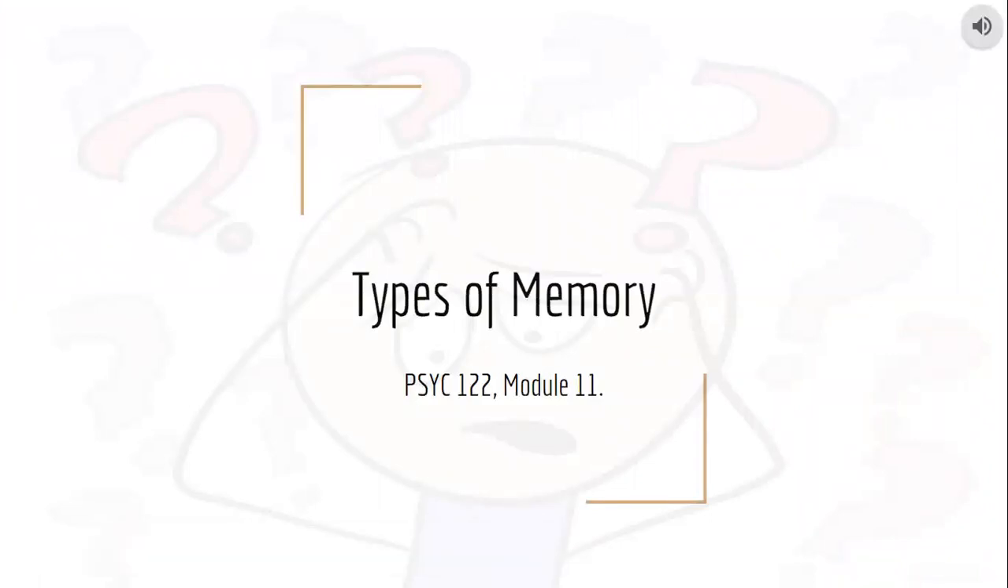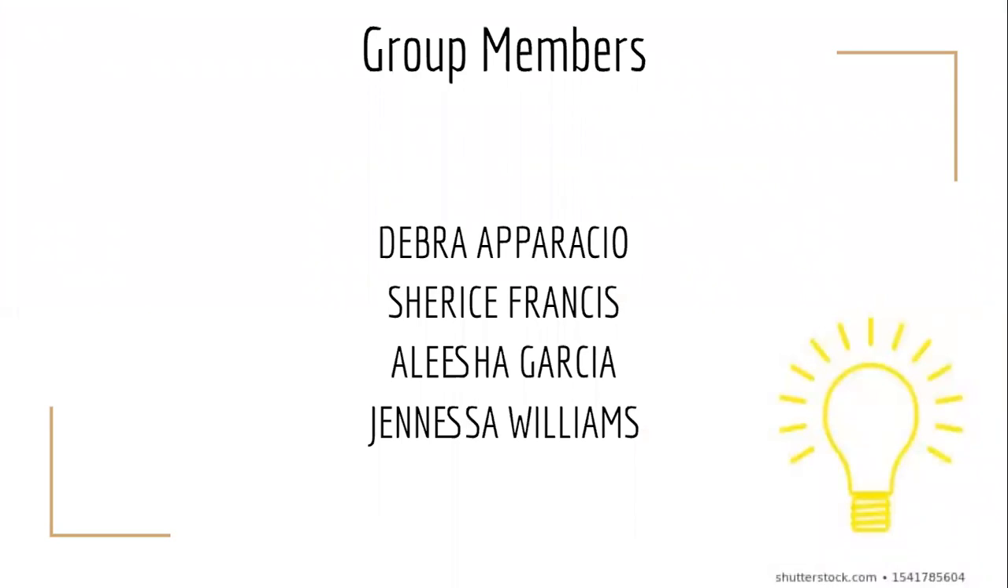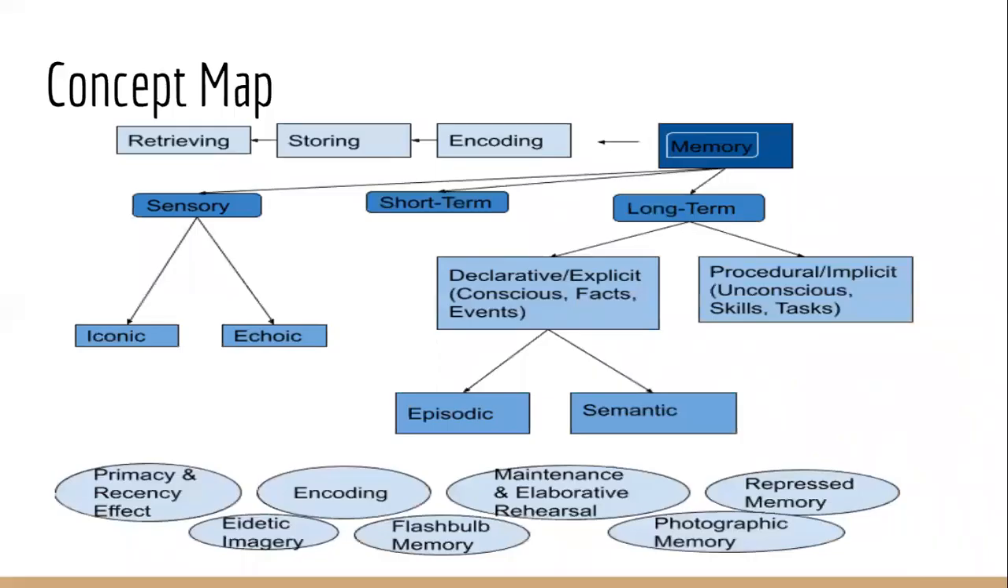We are going to do types of memory today. Our group members are Deborah, Sharice, myself, Alicia, and Janessa. This is our concept map. It consists of all the topics that we will be completing in our presentation. So as you can see, memory, types of memory, and unusual memories such as flashbulb memory and photographic memory, and we'll be covering all those topics.